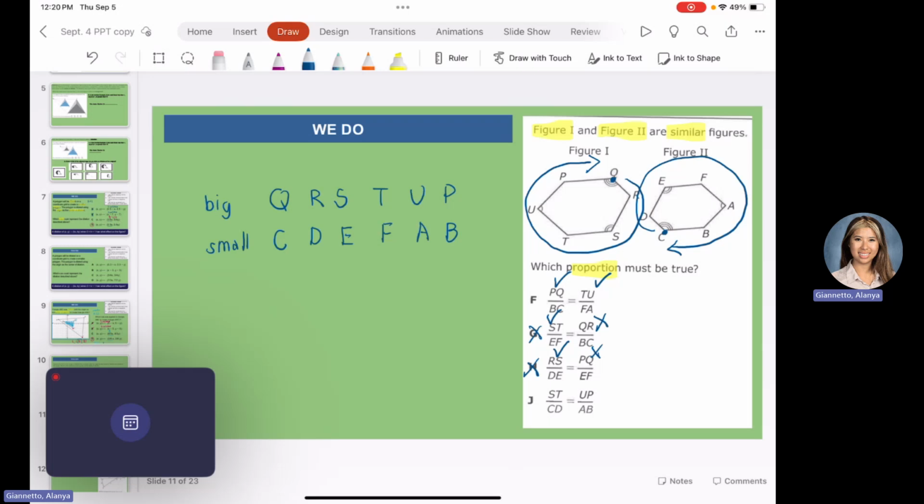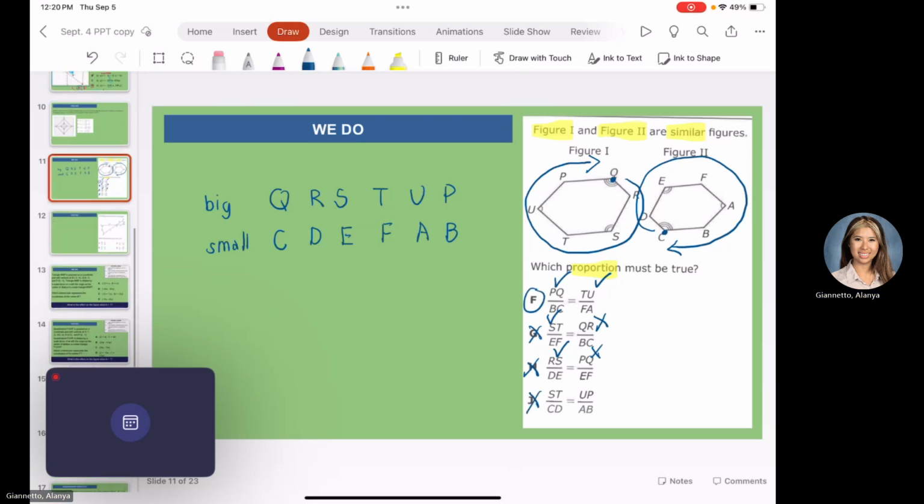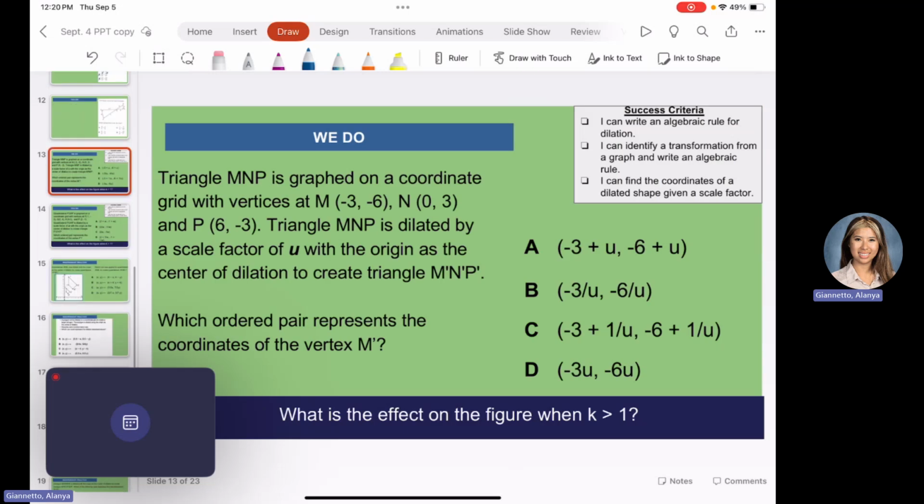Then for J, we have ST corresponds to CD. So as you can see, they're not corresponding. They're not aligned. So that's not correct. So F was our correct answer. And then we have our last we do.